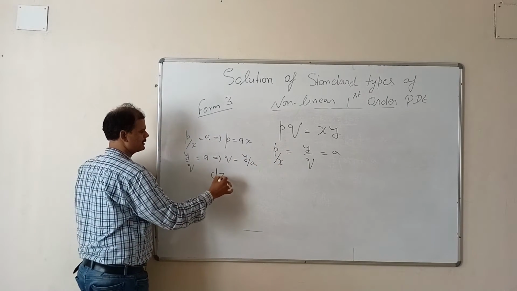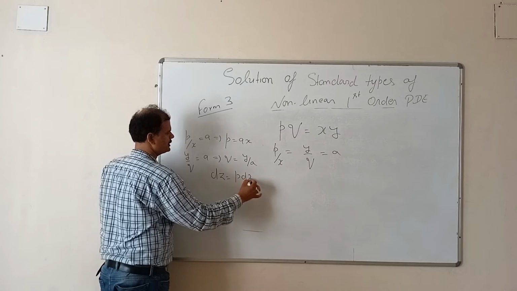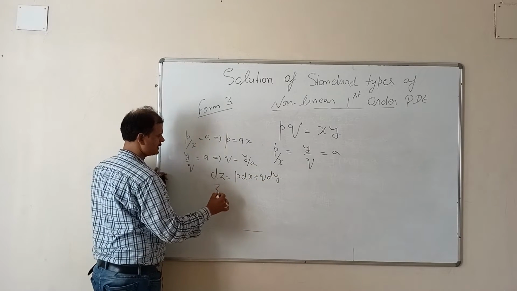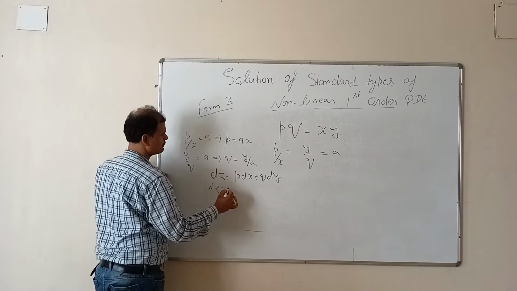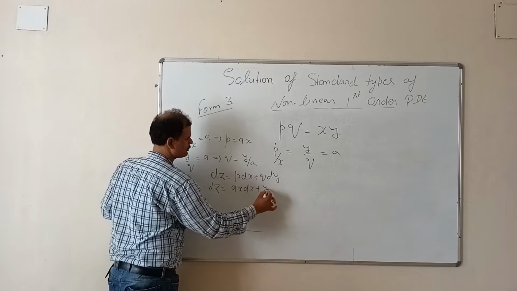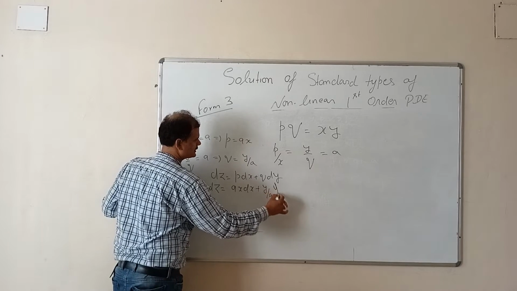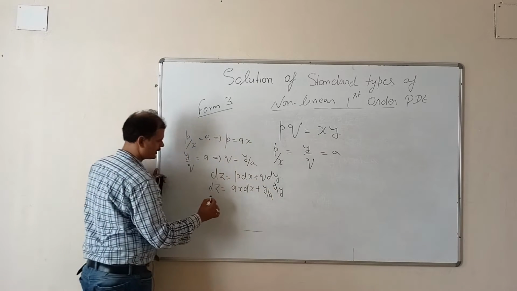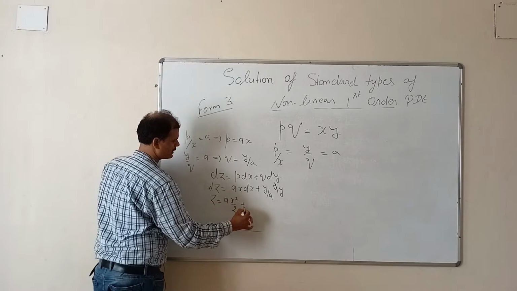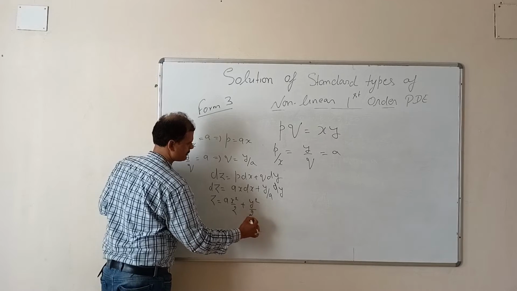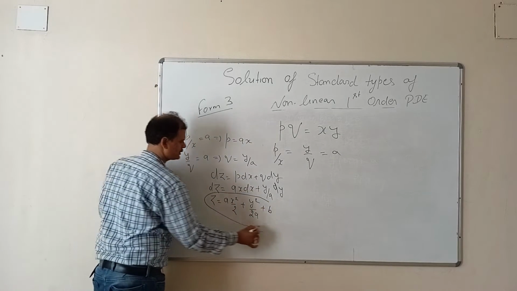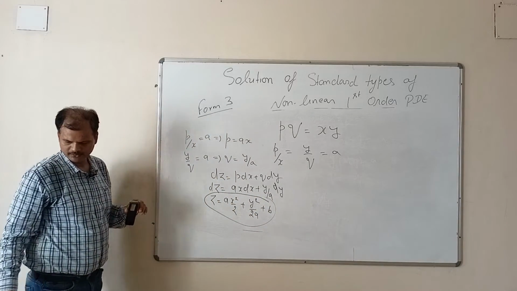Then we can have dz equal to p dx plus q dy. So dz equal to, what is the p? p equal to ax dx plus, what is the q? q equal to y by a dy. So if I integrate, I will get z equal to a x square by 2 plus y square by 2a plus b. So this is your solution. Clear? Fine? Okay.